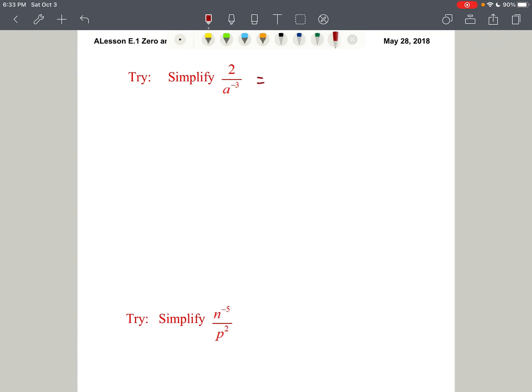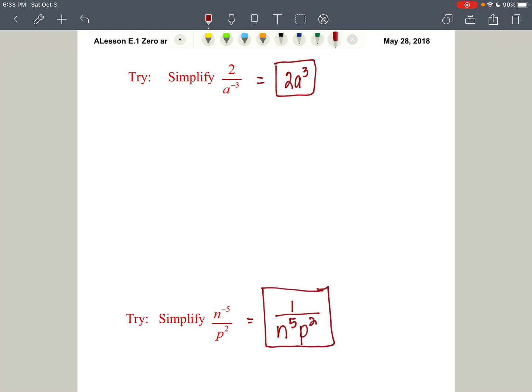Okay, welcome back. Hopefully you've tried this on your own and you got 2a to the 3rd power. And on this one, you got 1 over, I always alphabetize. So I believe it goes A, B, C, D, E, F, G, H, I, J, K, L, M, N, O, P. So n comes first. N to the 5th over p squared.